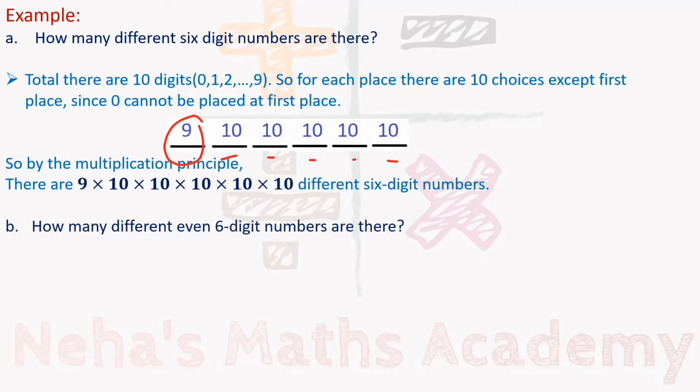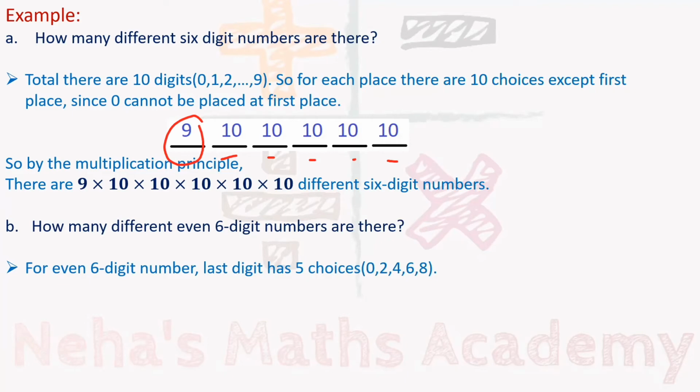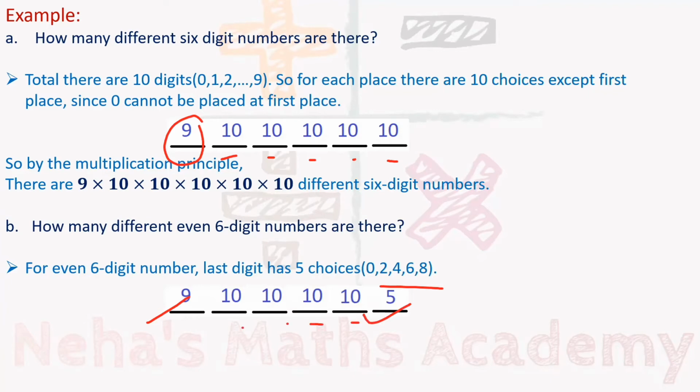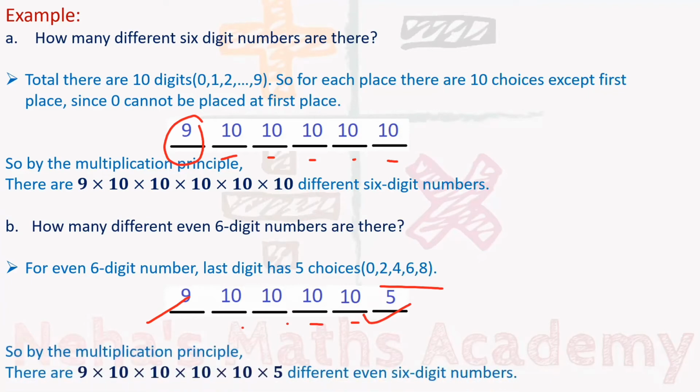Second part is, how many different even 6-digit numbers are there? As we want an even number, there are 5 choices for the last digit. There can be only 0, 2, 4, 6 or 8 at the last place for the number to be even. So there are 9 choices for the first place and 5 choices for the last place, and in the remaining places there are 10 choices. So by the multiplication principle, there are 9 into 10 into 10 into 10 into 10 into 5 different even 6-digit numbers.